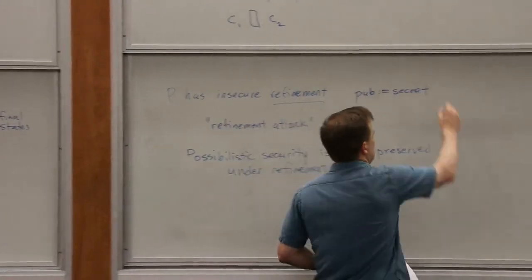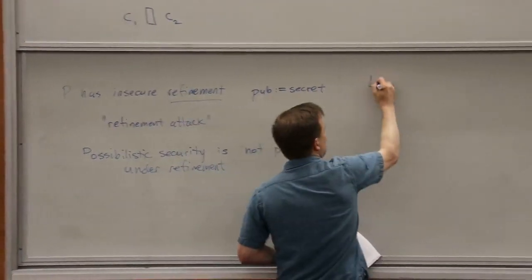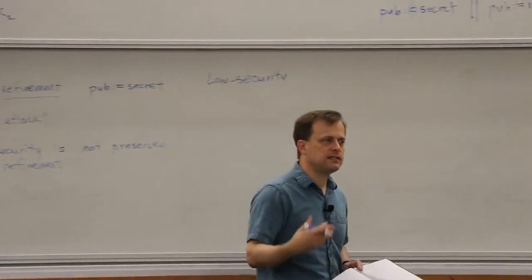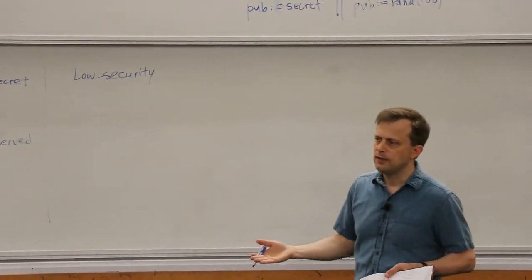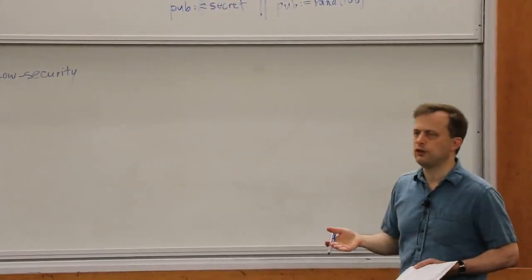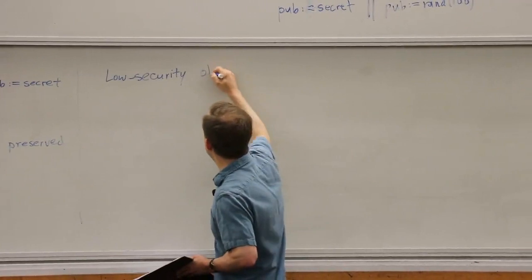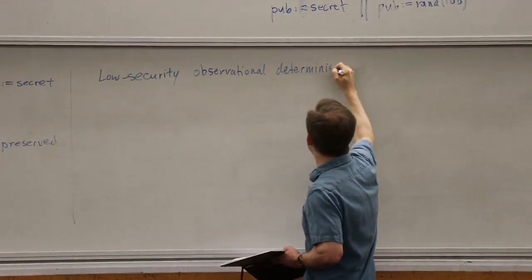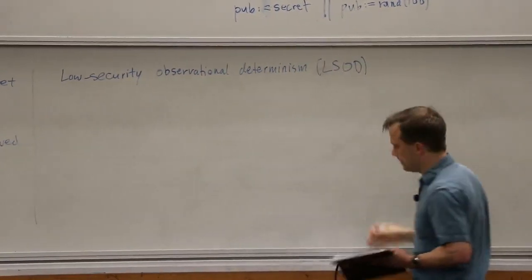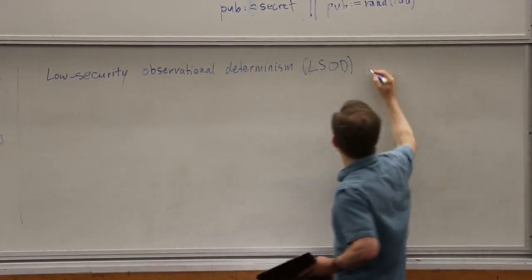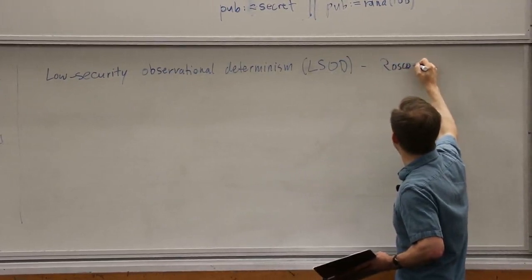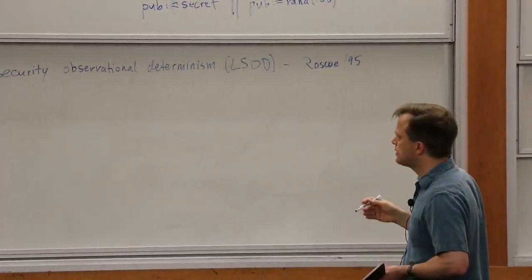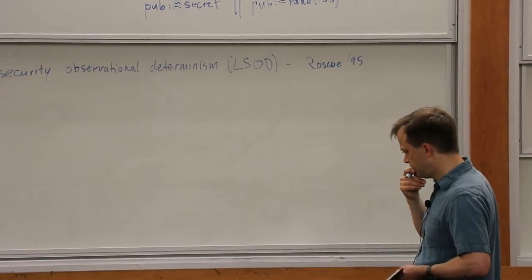Okay, so what's the alternative? If we want a security condition that lets us allow some non-determinism, but is preserved under refinement, then that leads us to low security observational determinism, which I'll abbreviate as LSOD. This is an idea that was introduced by Roscoe in, I think, '95, in the context of process algebras.